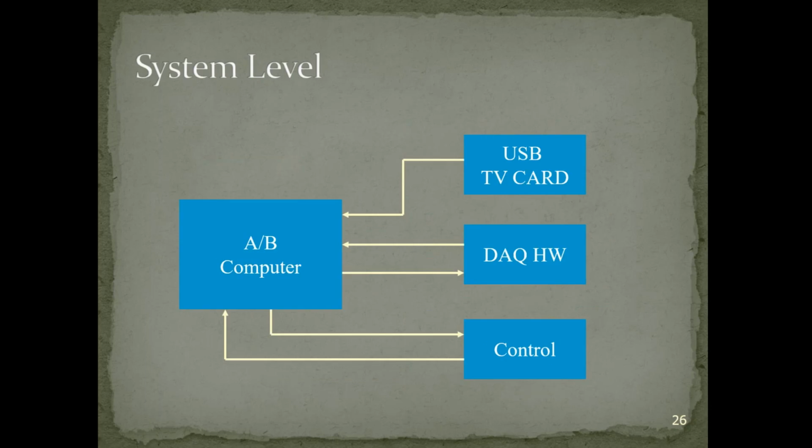And if we go even higher, then we finally reach the top of this structure, and that would be the system level. And here we can have basically different subsystems connected to each other. So we can have a computer connected with a USB TV card connected to some data acquisition hardware and some control mechanism. And all those are then connected using some relevant buses or ports. So you get the idea.